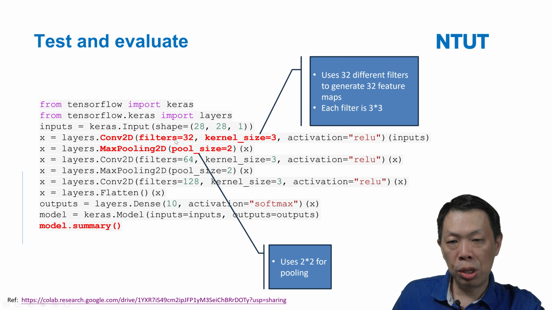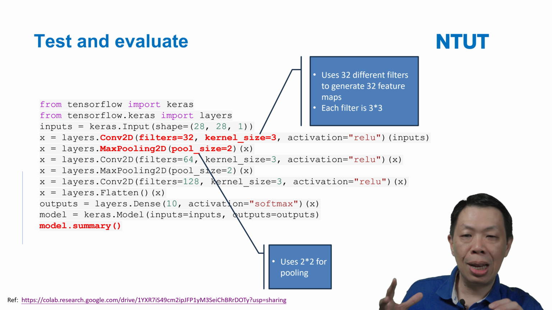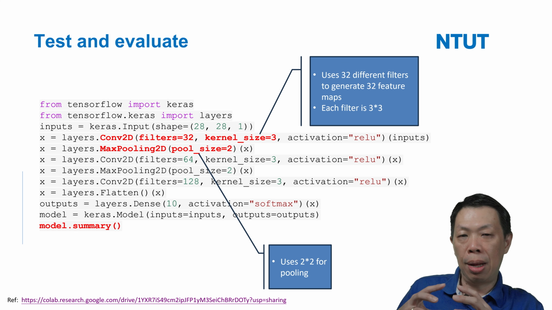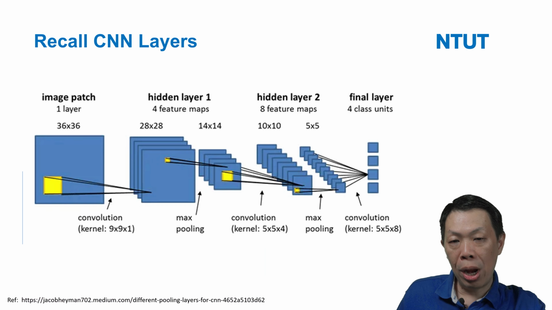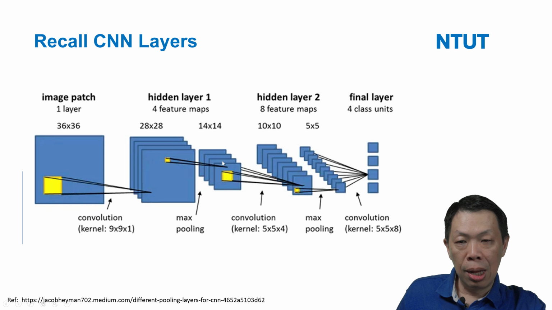Here we have three convolution layers: the first with 32 filters, the second with 64 filters, and the third with 128 filters. After the first convolution we have max pooling, and the second also has max pooling. For the final one, remember, we need a flattened layer, where we put all the feature images into a one-dimensional array.